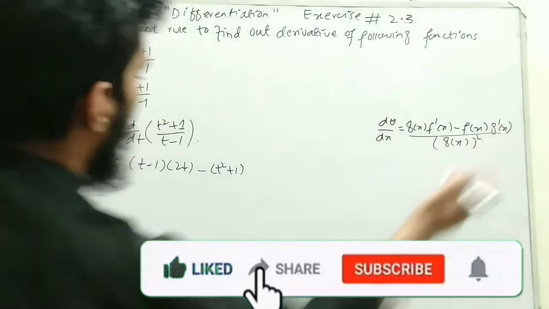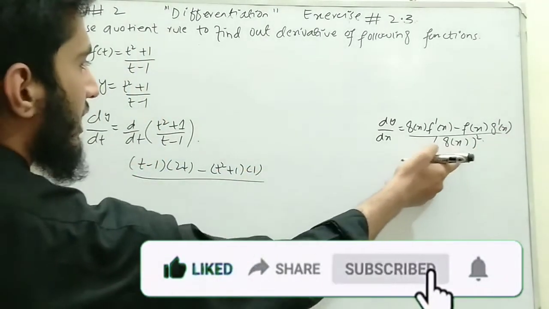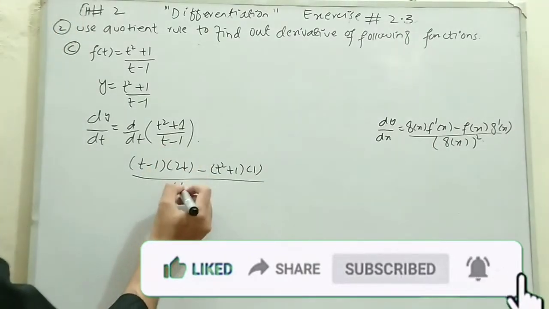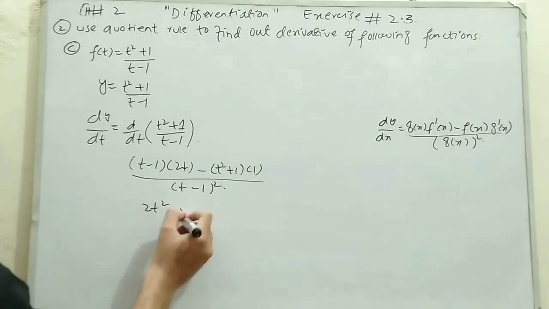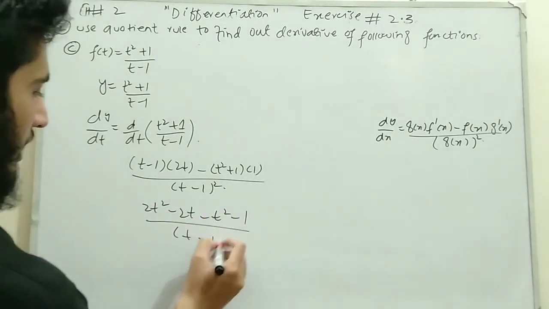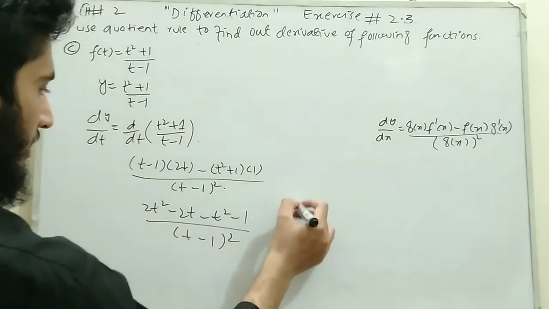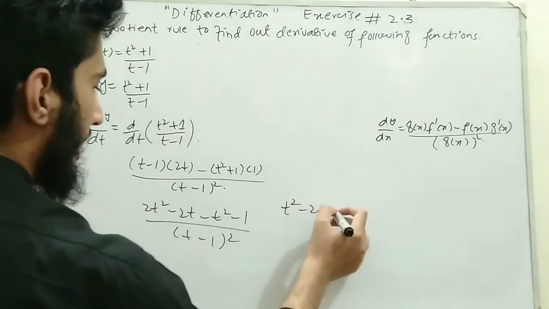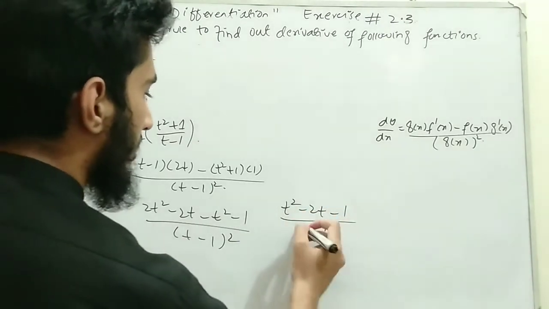And multiply g prime of x, so the derivative of this function is 1, and the whole is divided by g of x whole square, this function whole square, (t minus 1) whole square. By simplification, it becomes (2t square minus 2t minus t square minus 1) divided by (t minus 1) whole square. Now after this, 2t square minus t square gives us t square, and minus 2t, and after this minus 1, divided by (t minus 1) whole square.